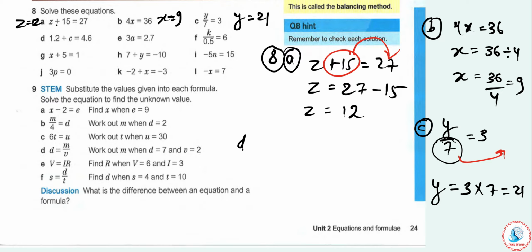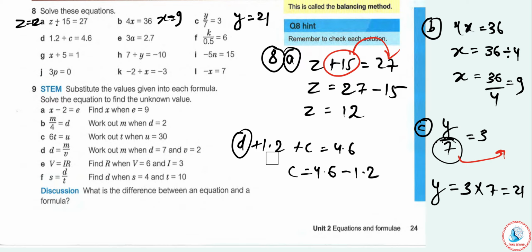Now question number D. It is 1.2 plus c is equals to 4.6. So c is equals to 4.6 minus 1.2. And why it happens? Because 1.2 on the left hand side, it was in positive, no sign is written, it means it is in plus. So if you are moving that number on the right hand side, the sign will change. So 4.6 minus 1.2, you are going to get 3.4. The value of c is 3.4. So here c is equals to 3.4.